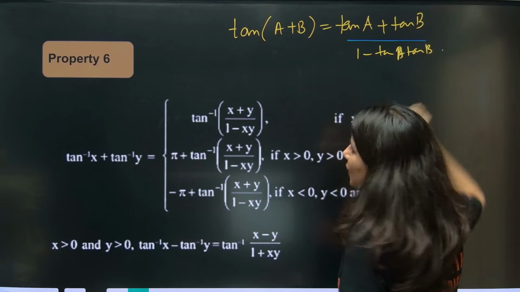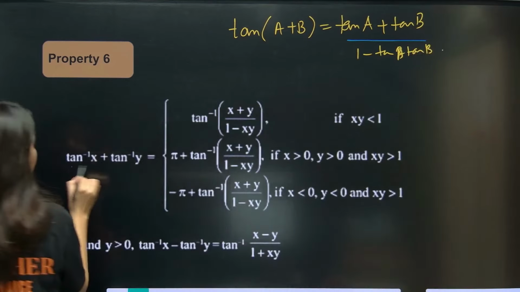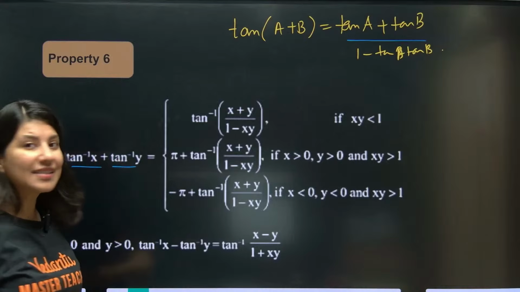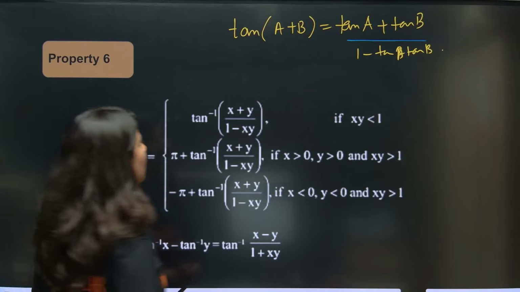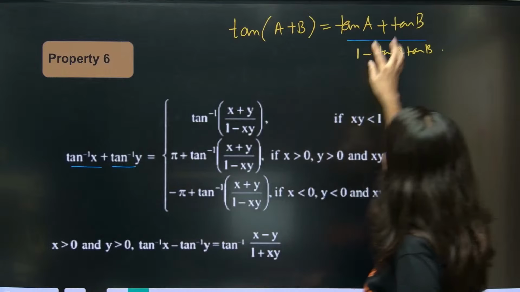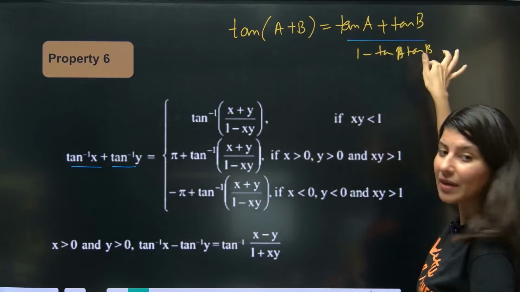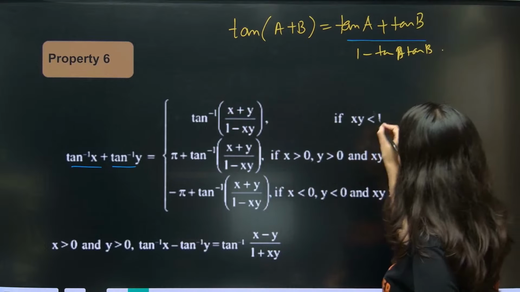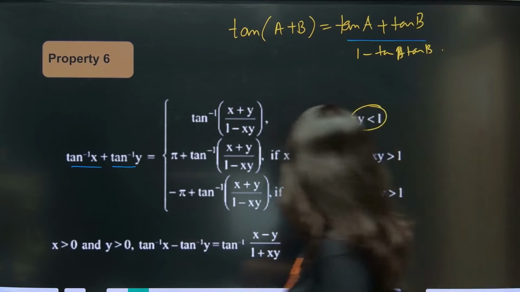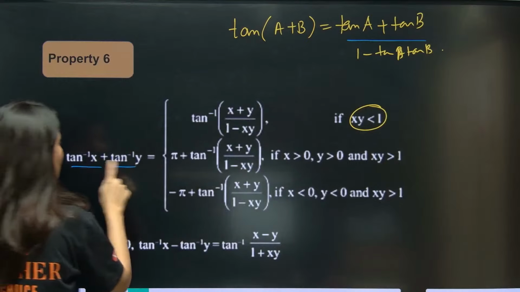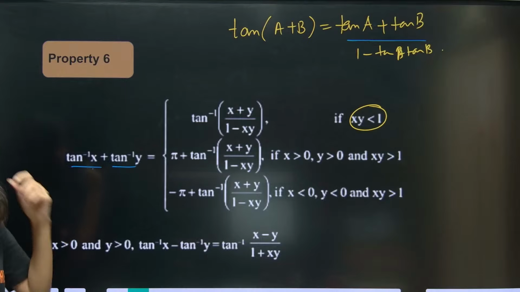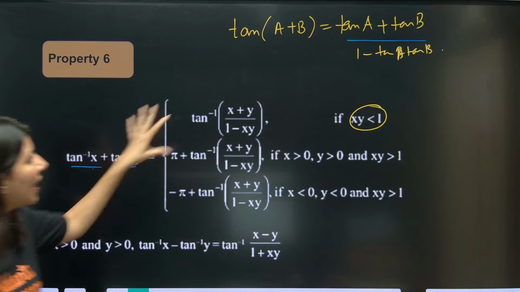Same thing is happening over here. Tan inverse x plus tan inverse y is equal to tan inverse of x plus y upon 1 minus xy. Can you see, sum upon 1 minus product? This is when xy is less than 1. So you have to take the product of x and y. If that is coming less than 1, directly apply this formula.